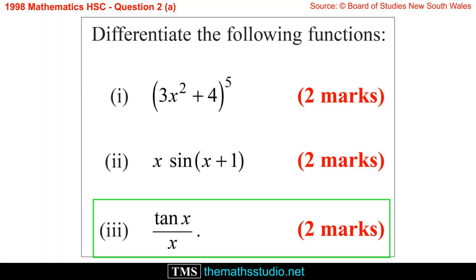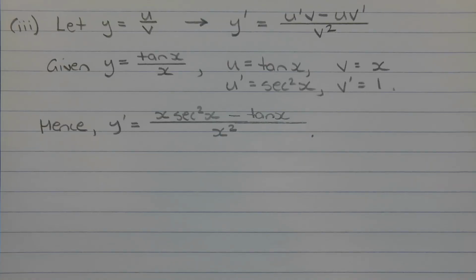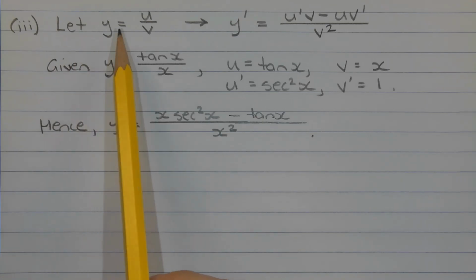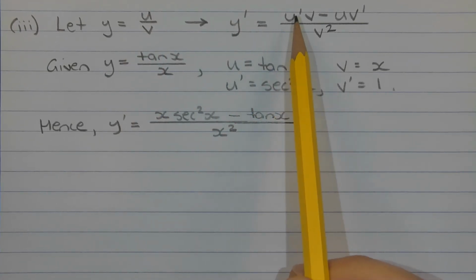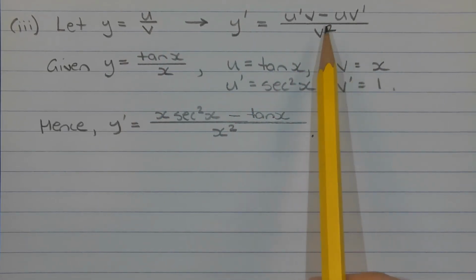Part 3. tan x over x. We're differentiating a quotient where the numerator and the denominator are both functions of x. So we'll need to use the quotient rule to find the first derivative. Now let y = u over v. So by the quotient rule, y' is equal to (u'v minus uv') over v².